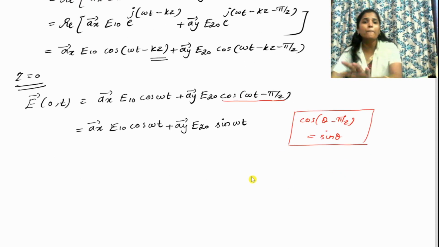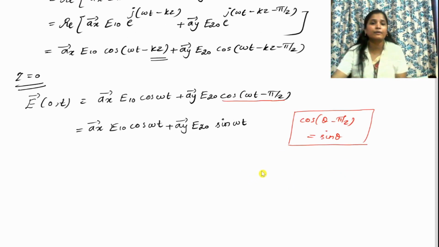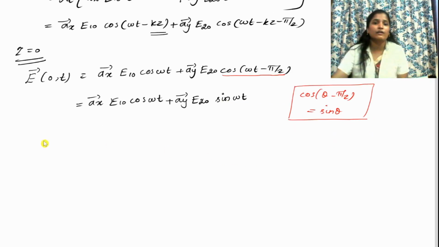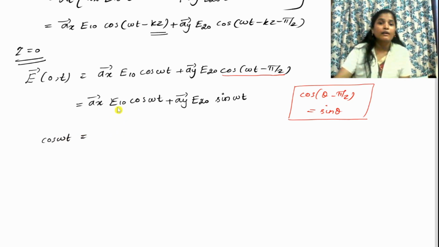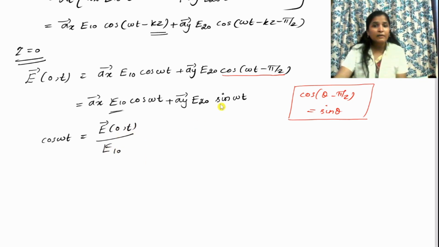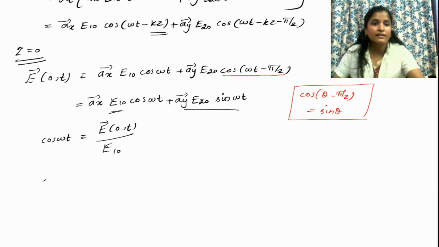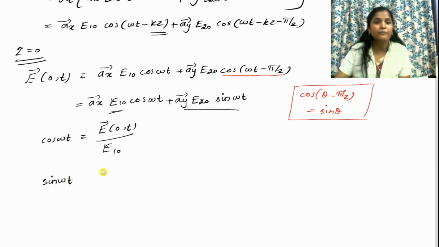If we compare the left hand side with the right hand side, we can write cos omega t as E(0, t) divided by E1 naught. Similarly for the second term, sin omega t is equal to E(0, t) divided by E2 naught.